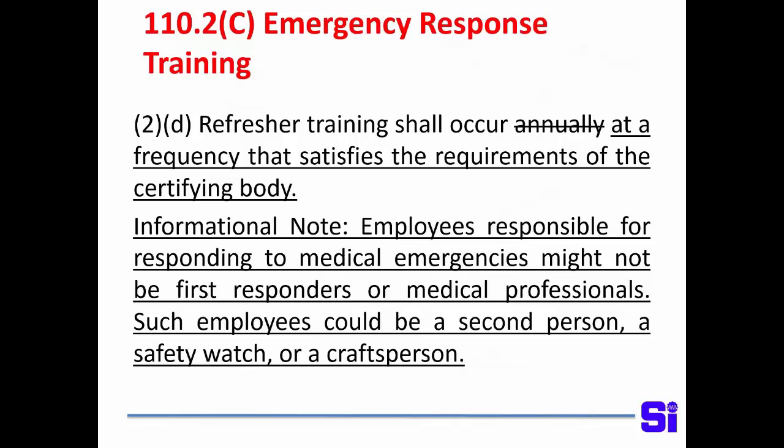110.2(C), emergency response training, says refresher training shall occur at a frequency that satisfies the requirements of the certifying body. And it used to say annually. And really, I was good with that being annually because electrical workers are at more risk than the general population or even other workers. You look at things like the American Heart Association, they recommend CPR training every 2 years. And that's fine for the general work population. But for electrical workers, it's inadequate.